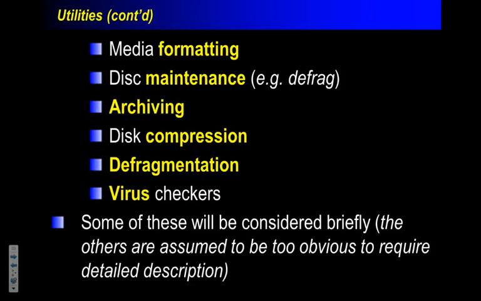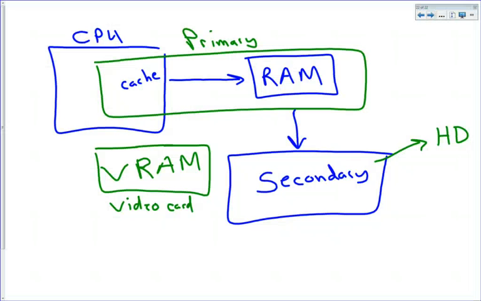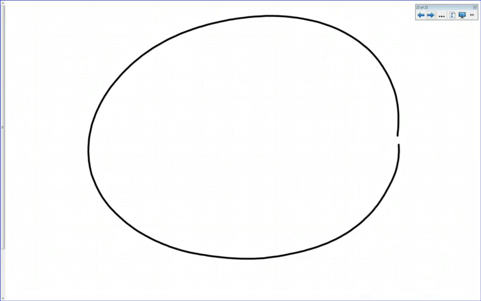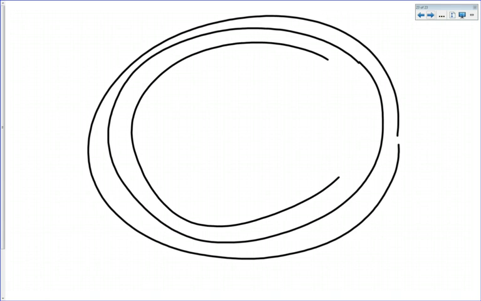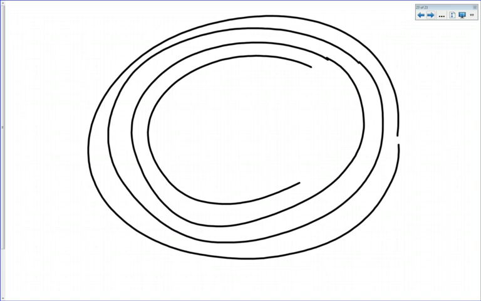Some of these don't even mean anything to you guys anymore, I don't think. Do any of you know what defragmentation means? Any idea? Okay, so go ahead, Kyle. Keep talking as I draw. That's basically exactly right, okay?